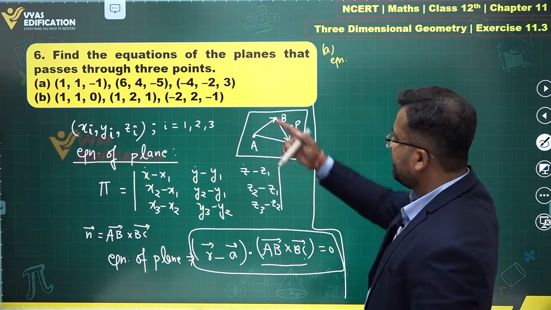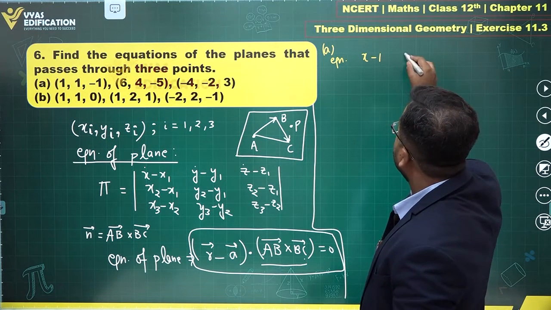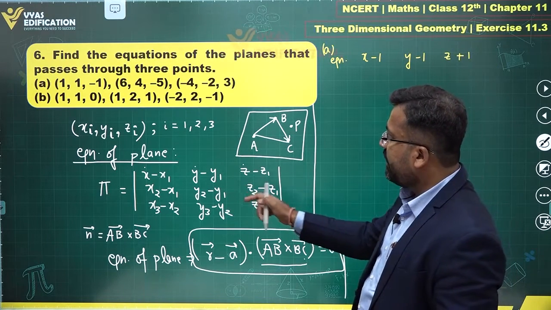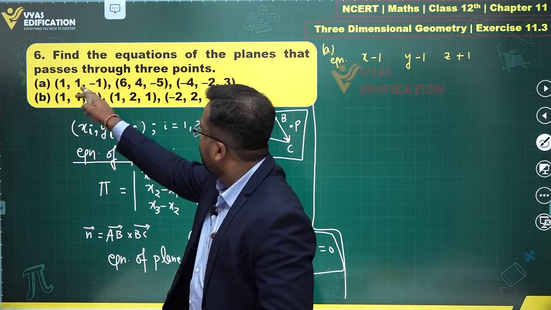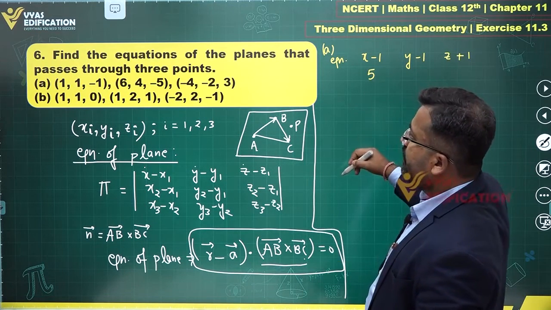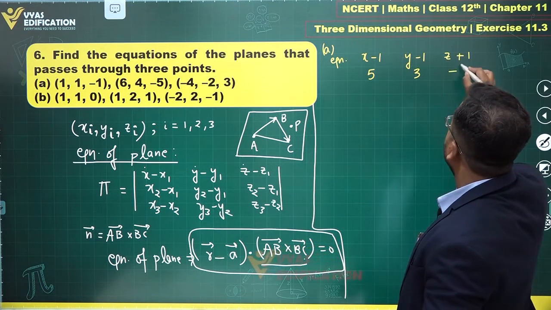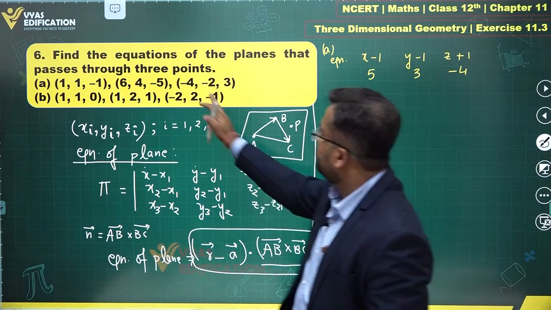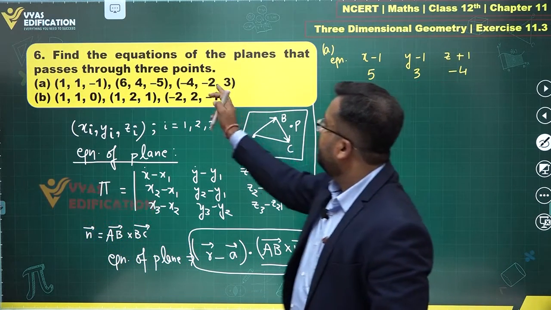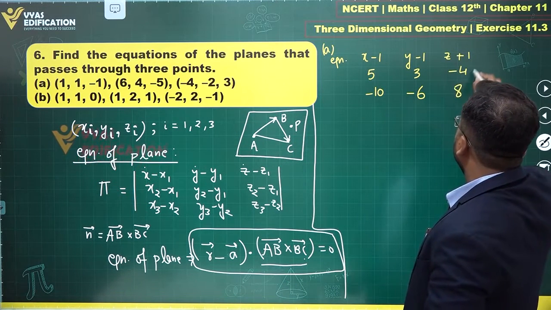Let's do that. X minus x1. The first point is x1. What is that? X minus 1, y minus 1, z plus 1. Then you have x2 minus x1, which is 6 minus 1, 4 minus 1, minus 5 minus minus 1. 6 minus 1 is 5. 4 minus 1 is 3. And minus 5 plus 1 will become minus 4. Then you have x3 minus x2, this minus this. Minus 4 minus 6 will be minus 10. Minus 2 minus 4 will be minus 6. 3 minus minus 5 becomes 8.